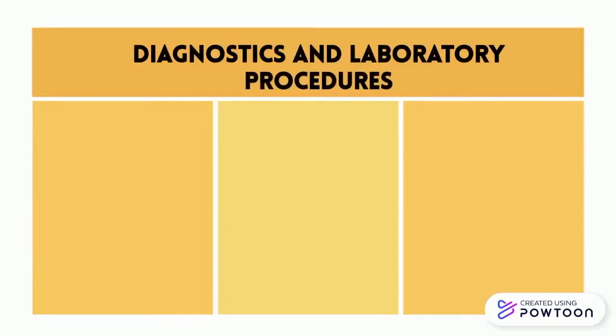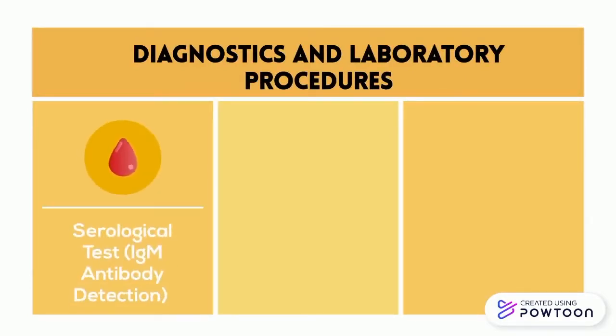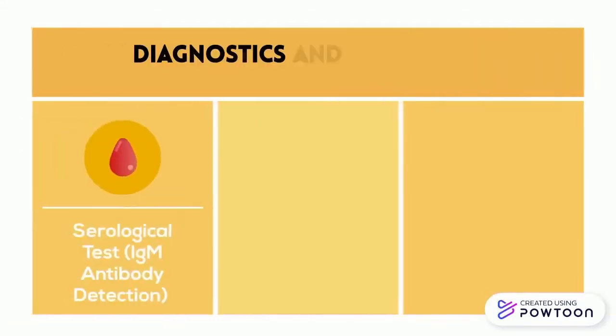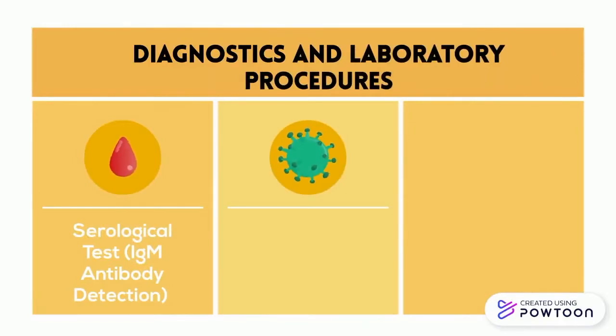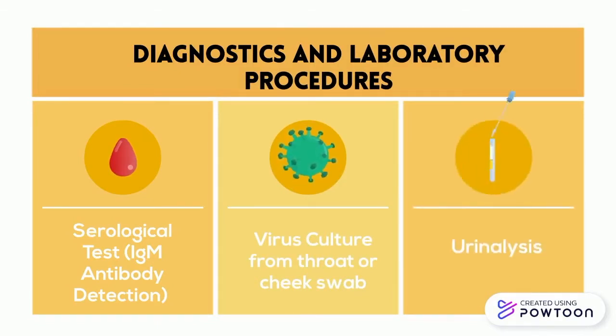Diagnostics and laboratory procedure. Serological tests, IgM antibody detection. Mumps is confirmed by detecting mumps IgM antibody in serum samples collected as soon as possible after the symptom onset. Virus culture from throat or cheek swab. The swab collects mucus and cells and is sent to a lab to be tested for the mumps virus. Urinalysis, with the mumps virus detected in urine within the first 2 weeks of illness.